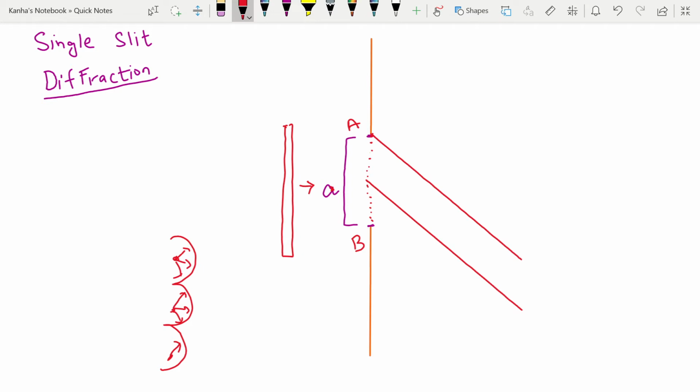Now what do I have? If I have a screen at some distance, and there is some point P at which I want to get the minima. In order to get the minima, first of all, I split this into two parts. The first part having a length a by 2, the second also having a length a by 2. And why I do this will become very clear now.